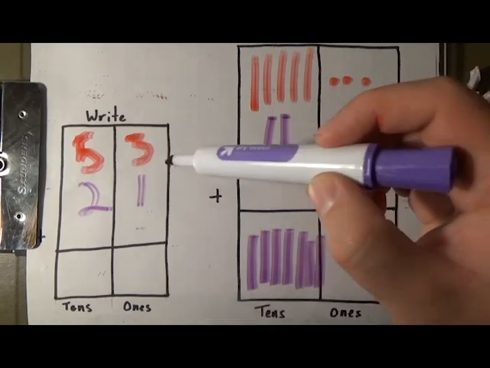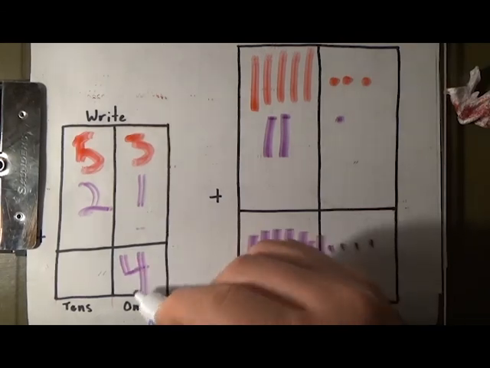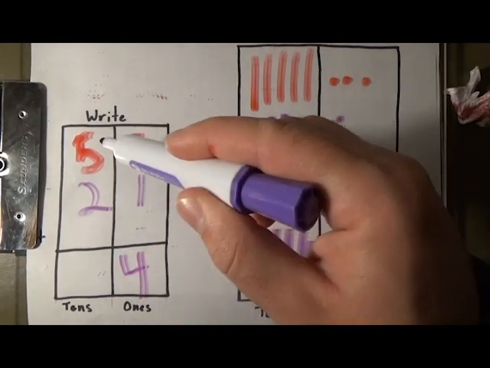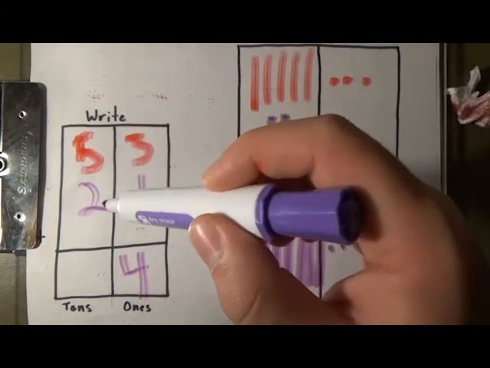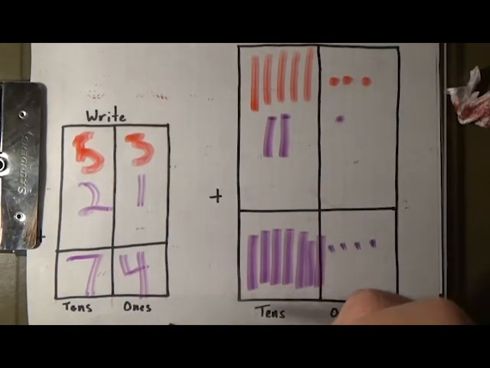Let's check over here. We have 3 plus 1. 1 more than 3 is, of course, 4. Then 5 plus 2, 5, 6, 7. 7 10s. So 7 10s and 4 1s is 74.